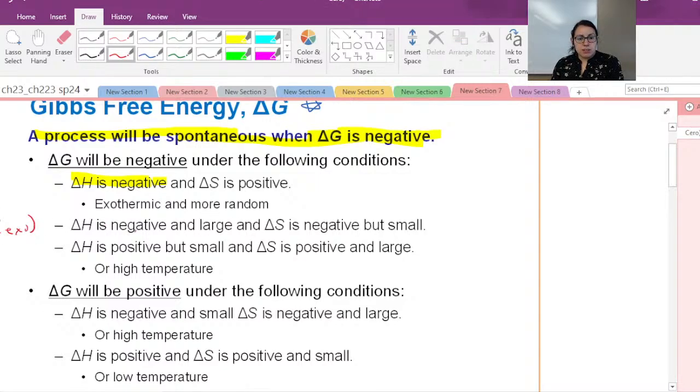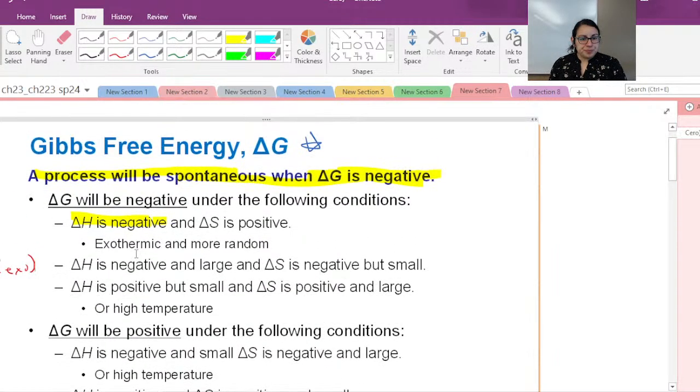Exothermic, so it's negative and large. And then in this case we could have maybe a small change in entropy that is negative, so becoming more ordered. So now our entropy is becoming more ordered, but as long as it's small enough, and this is large enough, then it's still spontaneous. So delta G is still negative under these conditions.